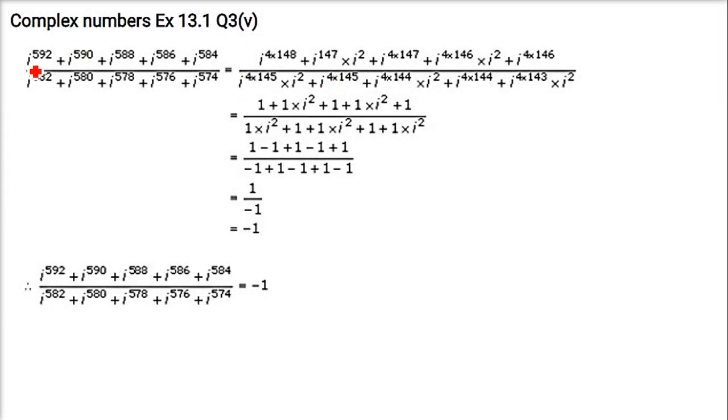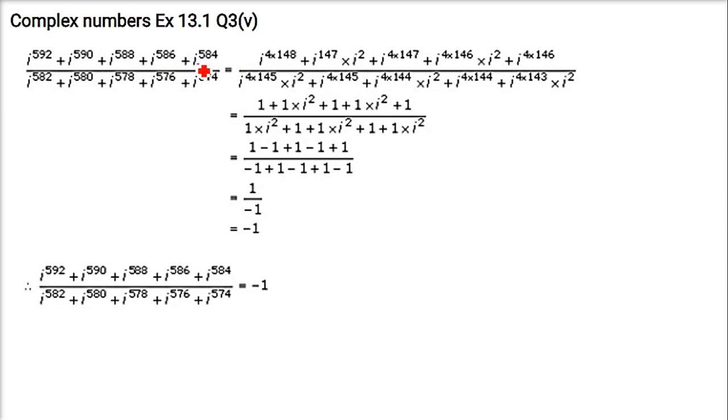Here, everything remains the same, because this 592 you can write as 4 into 148. And here also, this 590 can be written as i to the power 147 and i squared. This 588 is i to the power 4 into 147. So what you have to do here is find out the multiple of 4 and the rest you keep here.